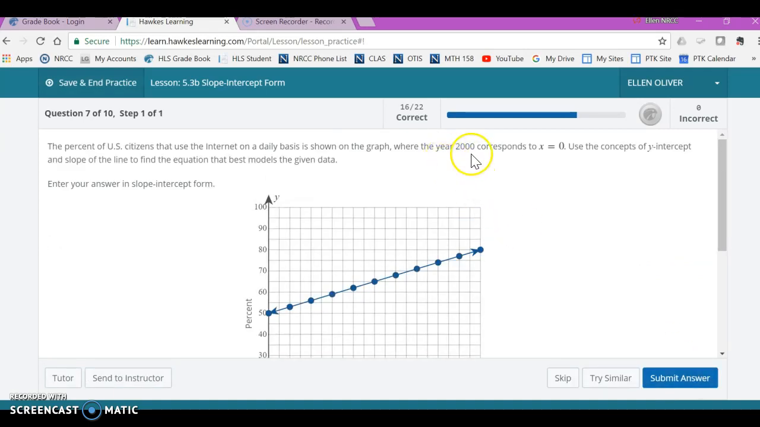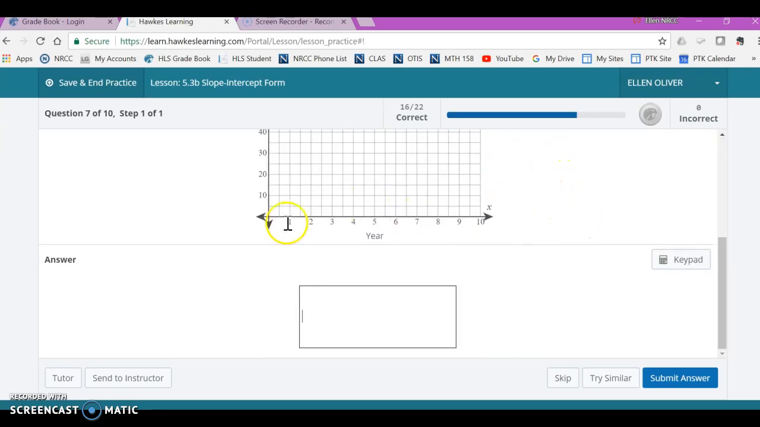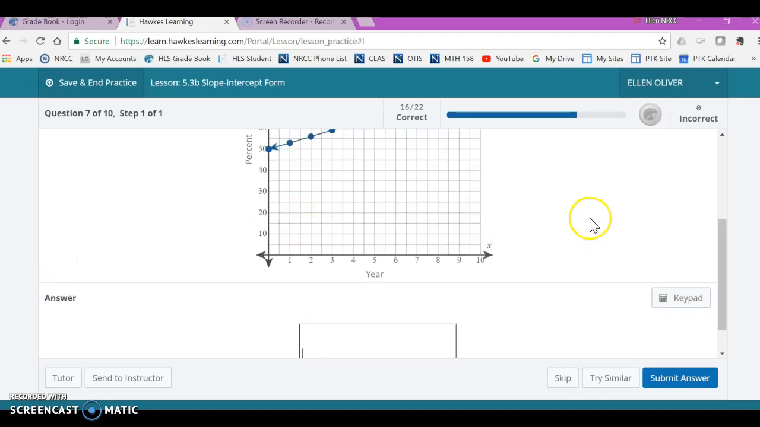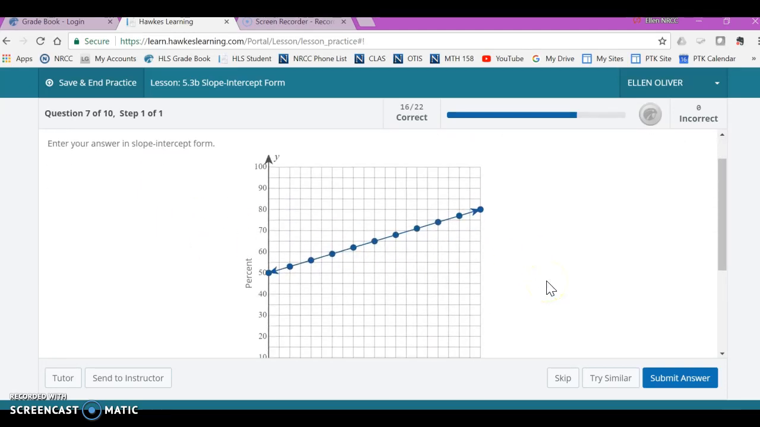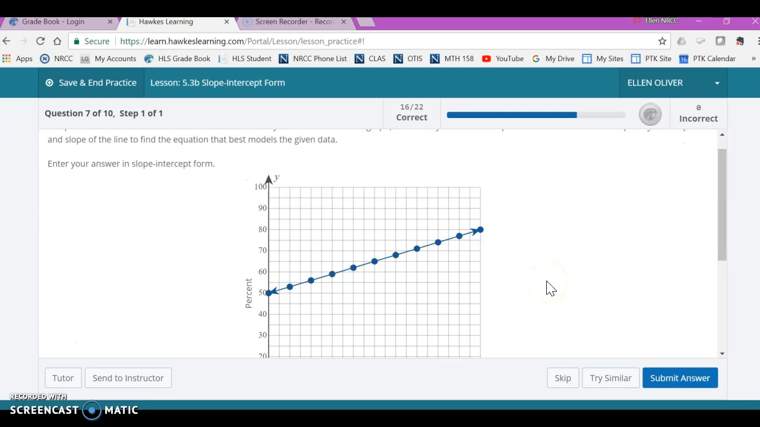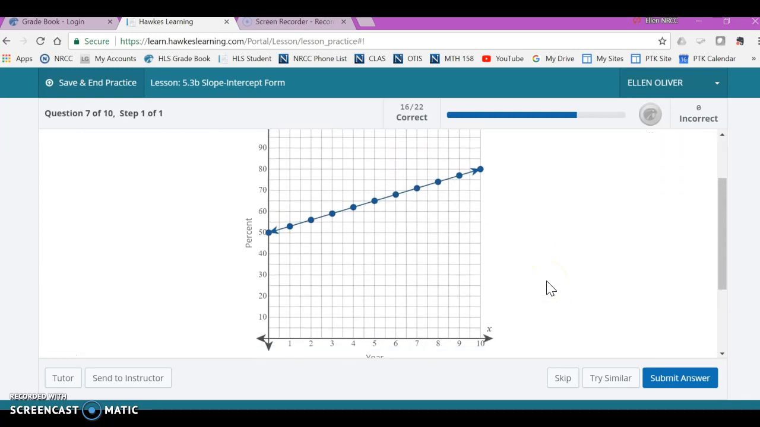Okie dokie. Year 2000 corresponds to x equals 0. So here's the year 2000, 2001, 2002, 2003, and so on. Find the equation that best models the given data. Enter your answer in slope-intercept form. Okay, so we need a slope here. Year 2000 is x equals 0.